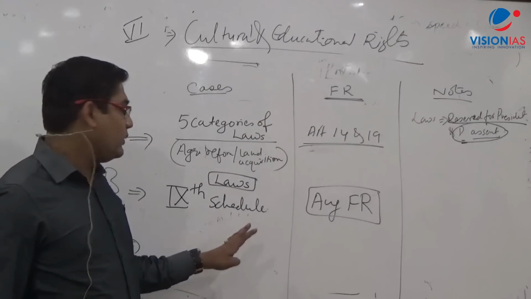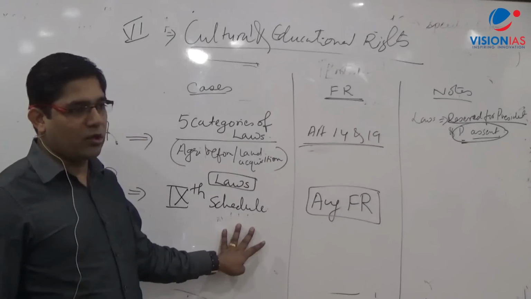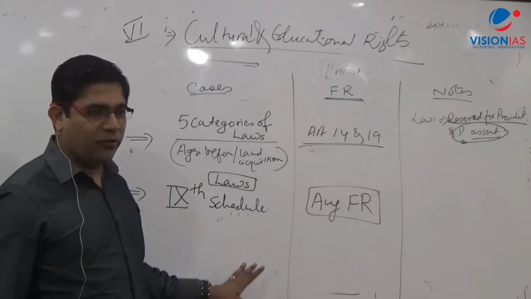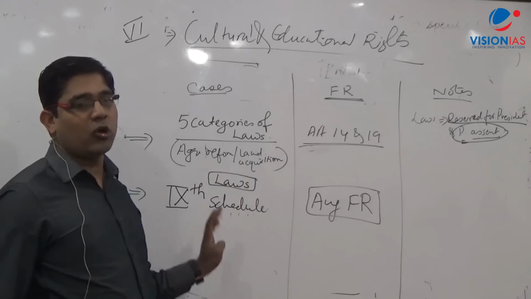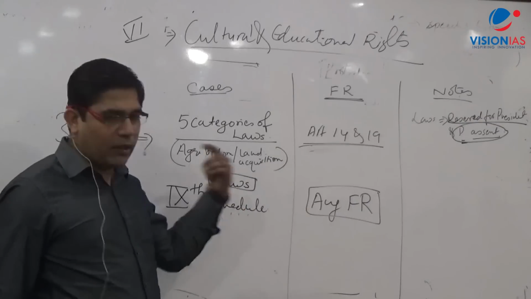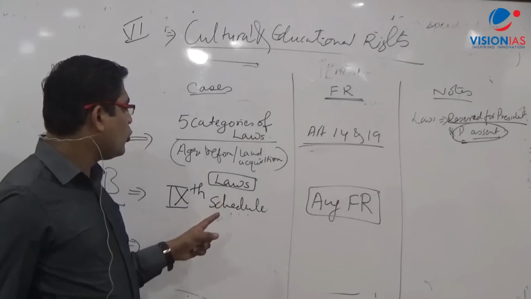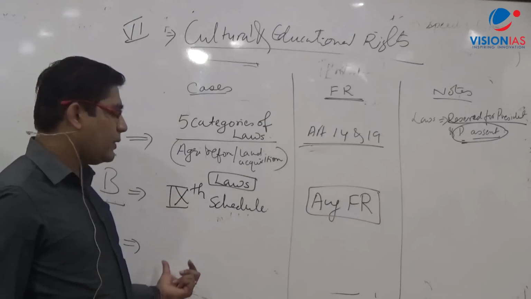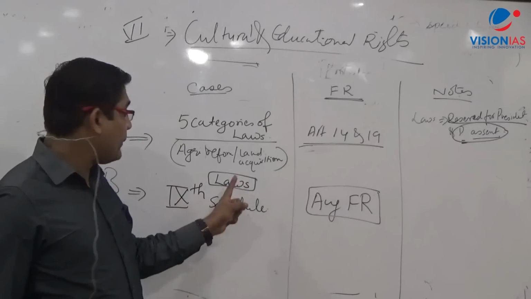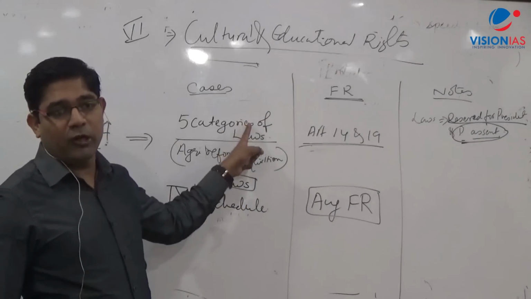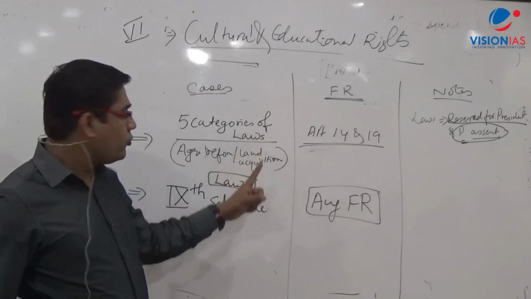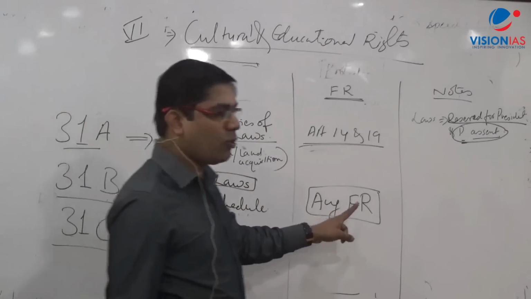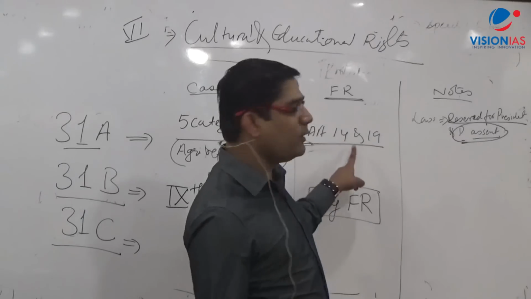Understood? So it means that the 9th Schedule is a sort of place where judicial review is not available on any fundamental right. So the scope of law is broader here, because here it is any law, whereas there it is only 5 categories of law. The scope is broader here also because there it was only 14 and 19.